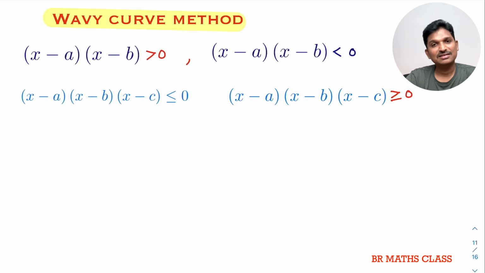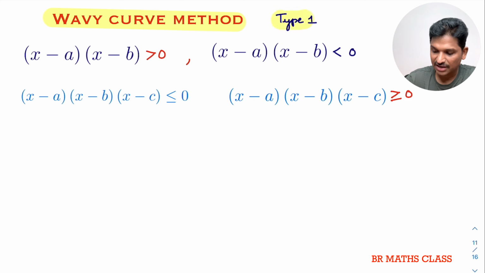This is the second class. In this class, we are going to learn the wavy curve method. In this wavy curve method, two to three types are there. In today's class, we are going to learn about type 1. See here, I'll write: this is wavy curve method type 1.